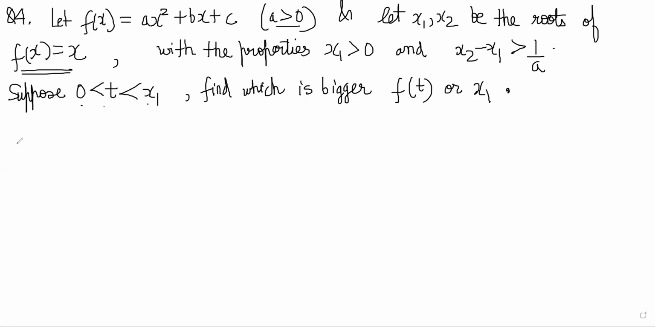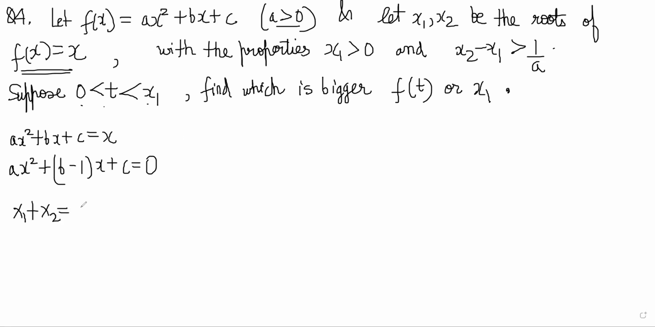Okay, so let's start by looking at the equation. Ax square plus bx plus c is equal to x was my equation. So the equation can be rewritten like this: ax square plus b minus 1 x plus c equal to 0. And here, we know that the roots of this equation are x1 and x2. So we can say x1 plus x2 is equal to minus of b minus 1 by a, so 1 minus b by a. And x1 x2 is equal to c by a, right?